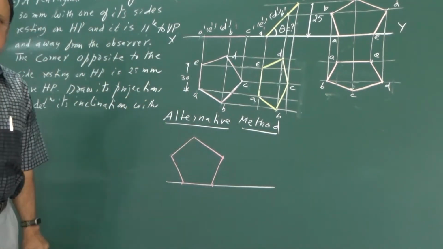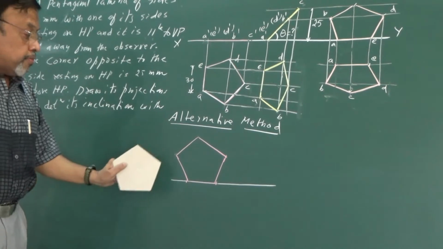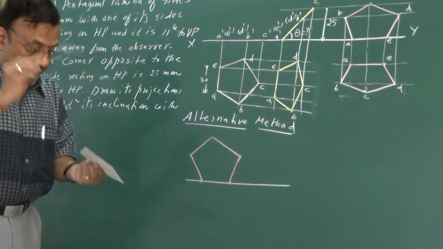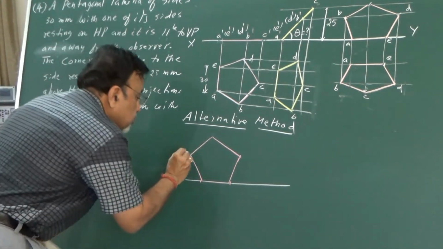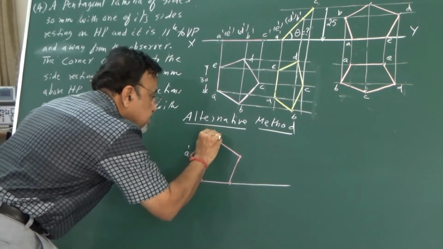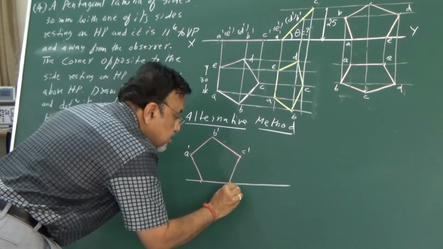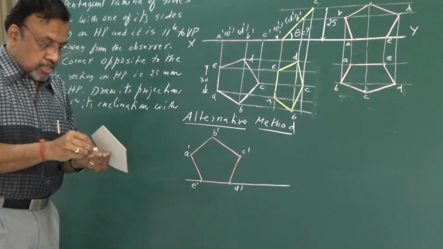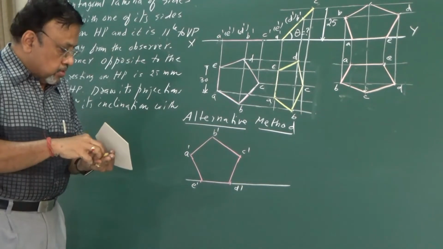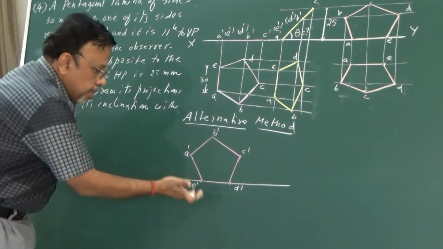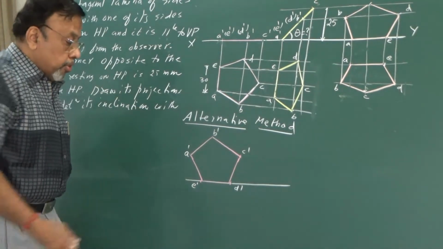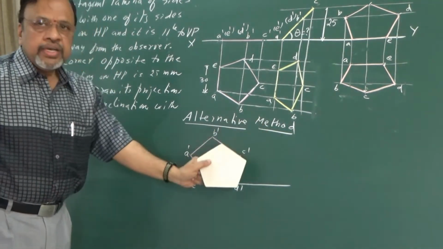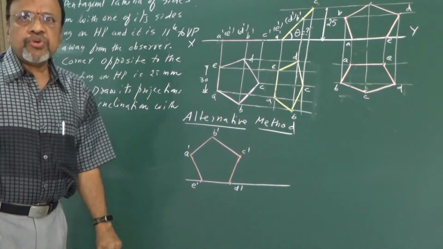Okay, I have just drawn the pentagon in the front view such that one of the sides is on HP itself. Let us name the corners A dash, B dash, C dash, D dash and E dash. Now I know that in the top view it is seen as a line, and below that it is seen as a line, even in the side view also.